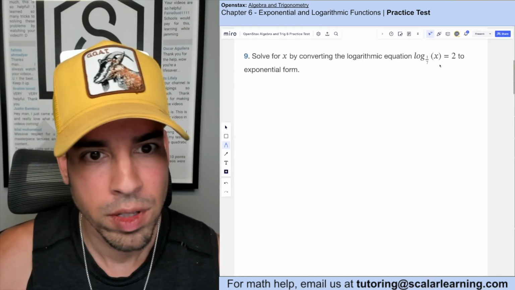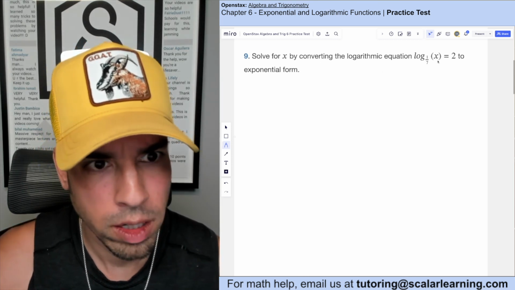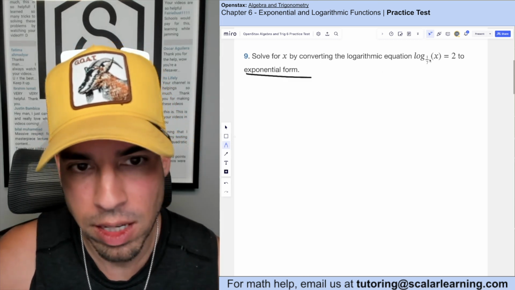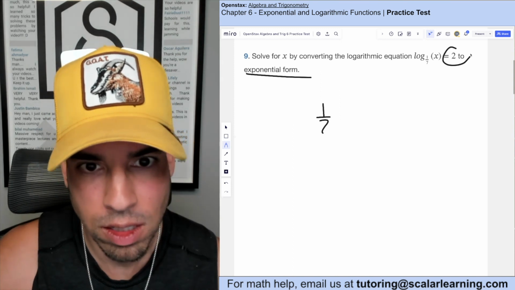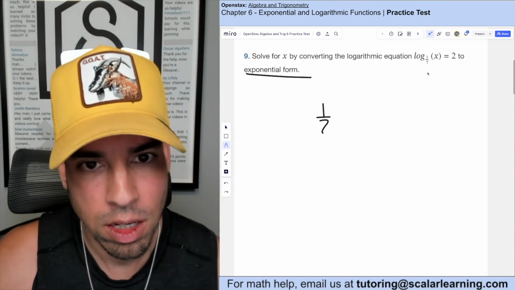Boom, done. So for this one, we're going to start by converting to its exponential form, and we're taking that base, 1/7. We're raising it to the power, which is on the other side of the equal sign.